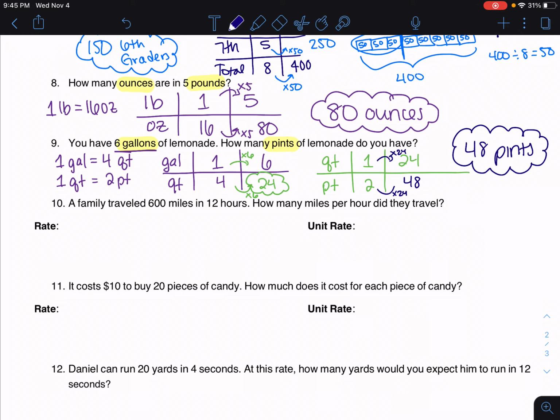Number 10 says a family traveled 600 miles in 12 hours. How many miles per hour did they travel? So my rate is 600 miles in 12 hours.